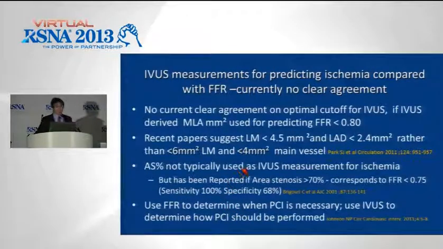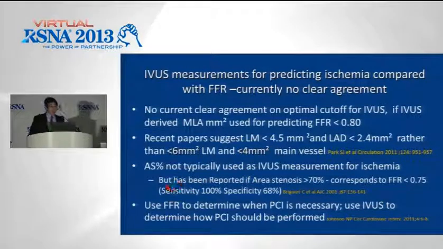At the same time, although I mentioned IVUS is useful for determining ischemia, at the moment there is no clear-cut agreement on optimal cutoff for IVUS-derived MLA in mm squared for predicting FFR less than 0.80. Recent papers have suggested that actually left main less than 4.5 millimeters squared or LAD less than 2.5, rather than those cut points I mentioned, should perhaps be used now. So there is some controversy.